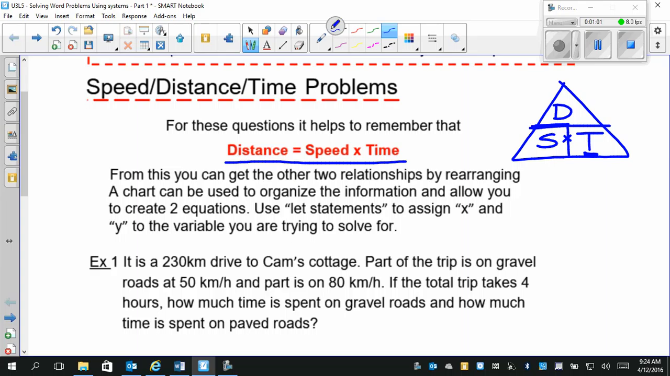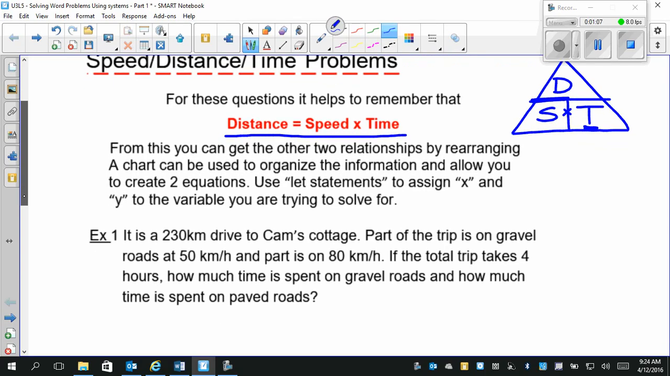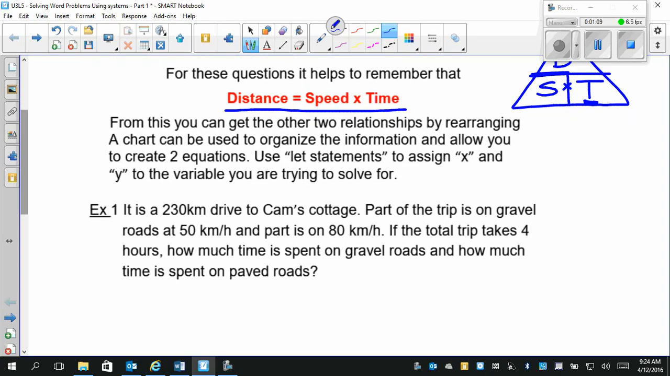All right, so from that formula, you can get the other two relationships by rearranging. A chart can be used to organize the information and allow you to create two equations. Use let statements to assign x and y to the variables you're trying to solve for.